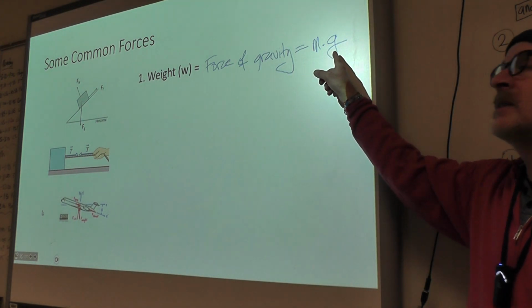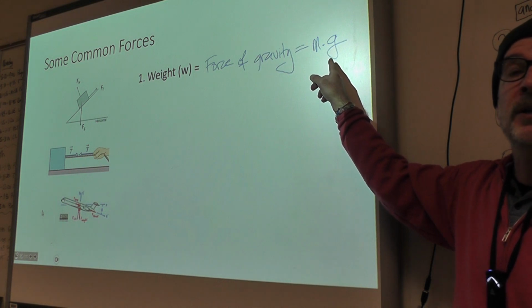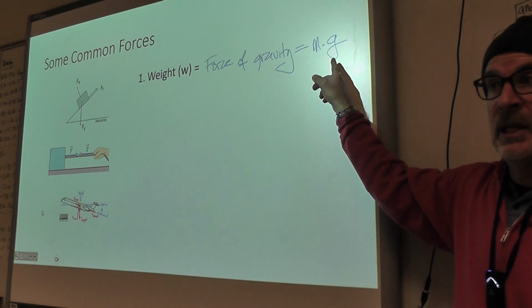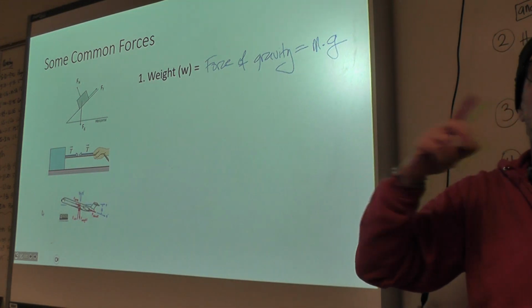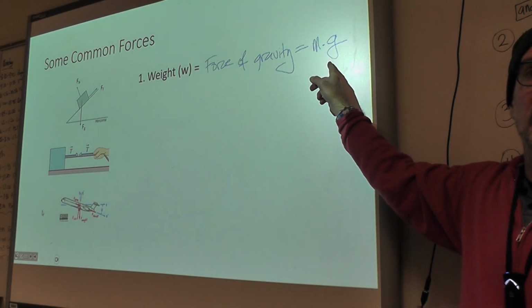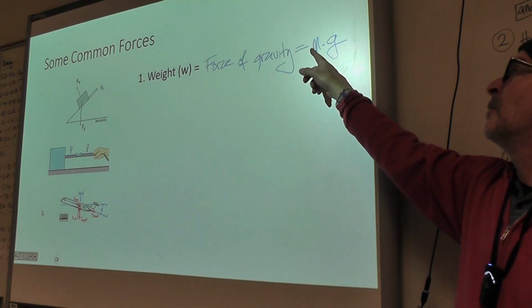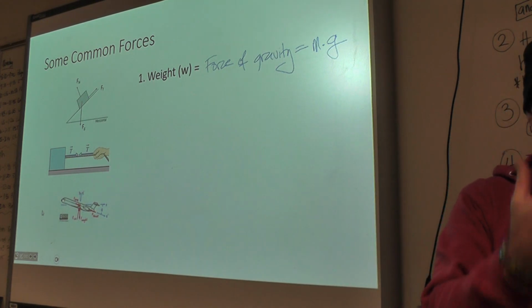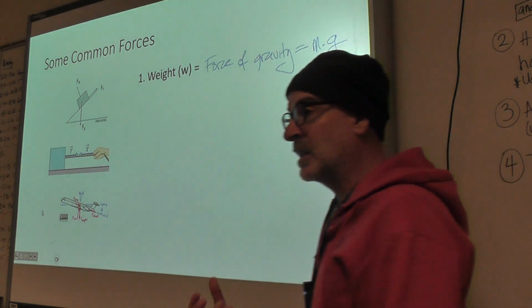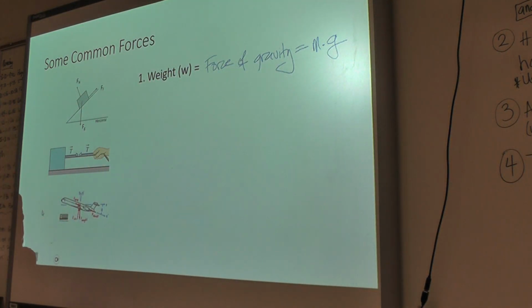G is for gravity, but it's not. G is for acceleration. The acceleration of an object in free fall near the surface of the earth. That's what g is. It's not gravity. If you call this mass times gravity, I'm going to correct you. Mass times the acceleration of an object in free fall near the surface of the earth. The best way to say this is mass times g, because g is the acceleration of an object in free fall near the surface of the earth. If you say m times g or mass times g, you're good. If you say mass times gravity, you're wrong.